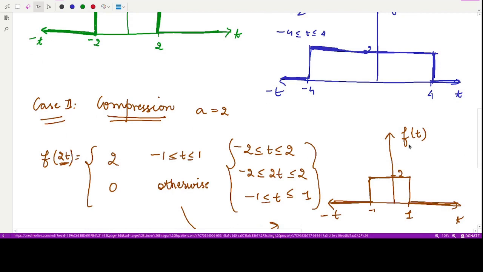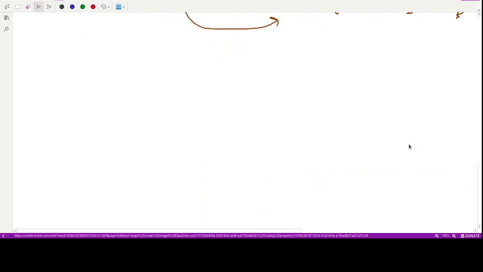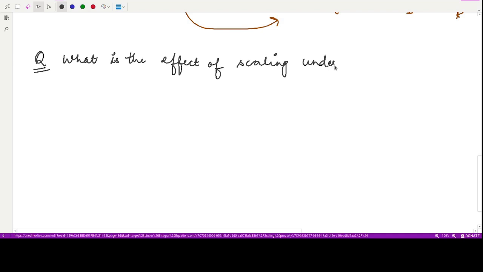So after getting to know about the scaling function, let us now see how this scaling could be beneficial in the case of Fourier transform. That was our main question that we intended to see, right? So we wanted to check what is the effect of scaling under Fourier transform.